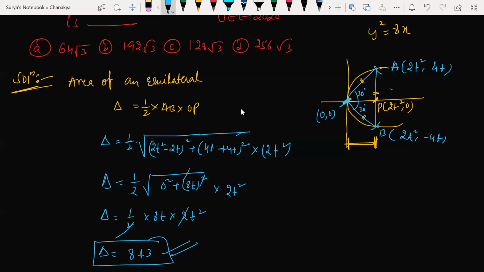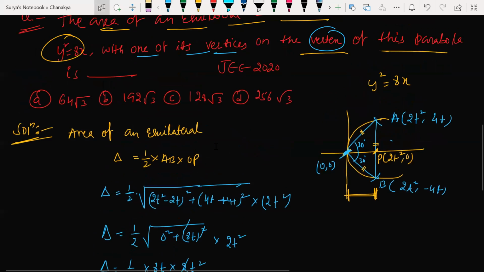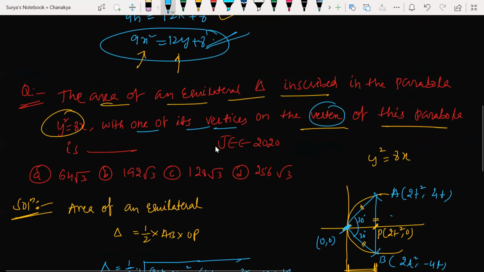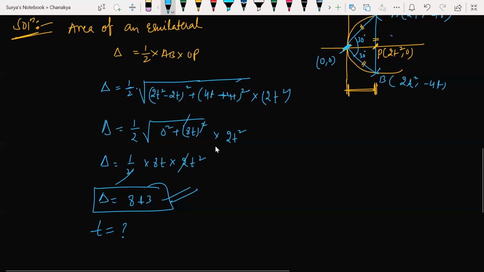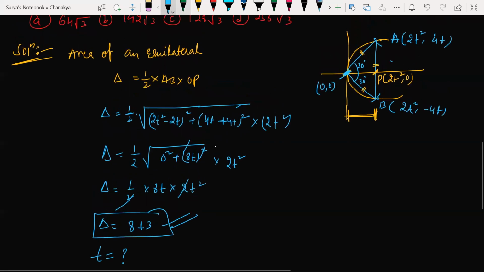How did I get that? Did you understand? I took parametric coordinates. I found AB distance, OP distance. I found the area of the triangle as 8t cube. Sir, then the options are not matching here. 8t cube. So if at all I know the t value, I can find out my area easily. Then how can I find out my t value? Tell me, can I find out the t value? Look at this here.